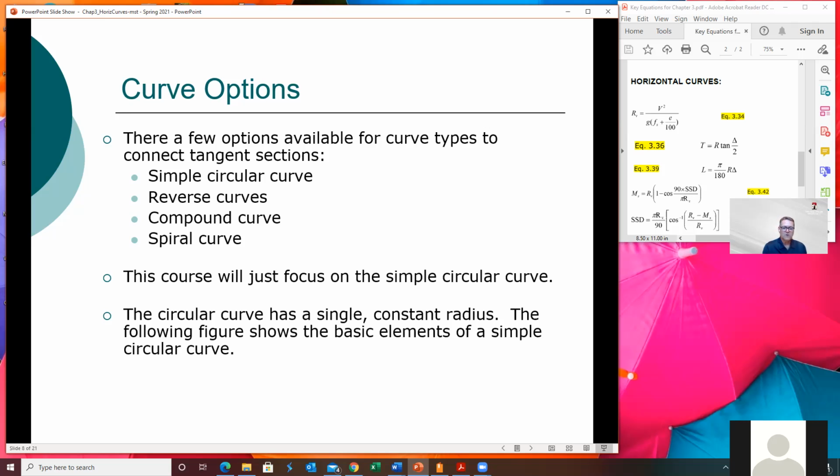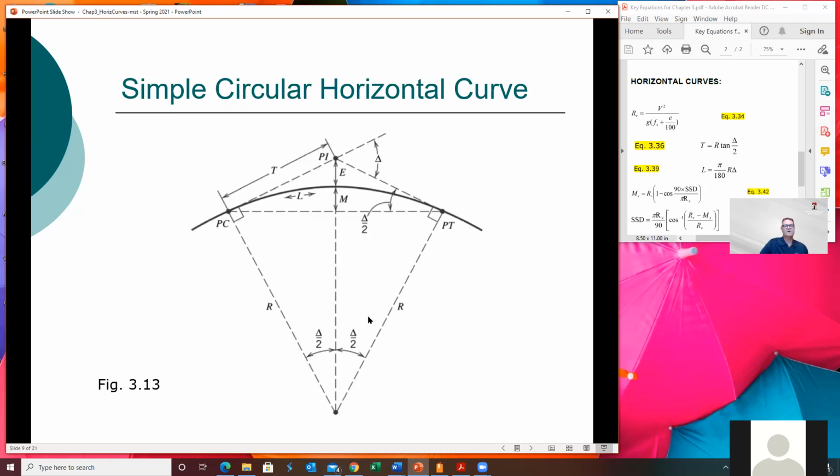But we're focusing on highways here, so on every project that we have, the curve will be a circular curve. A circular curve has a single constant radius from the beginning to the end of it. And so we will go over the elements of the curve. This Figure 3-13 is very useful. It's the most basic horizontal curve sketch you can use, and it shows all of the various relationships.